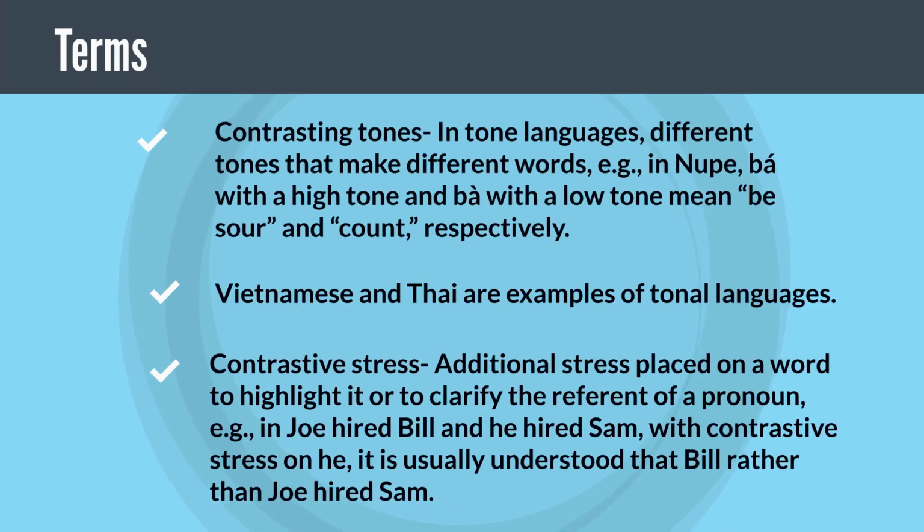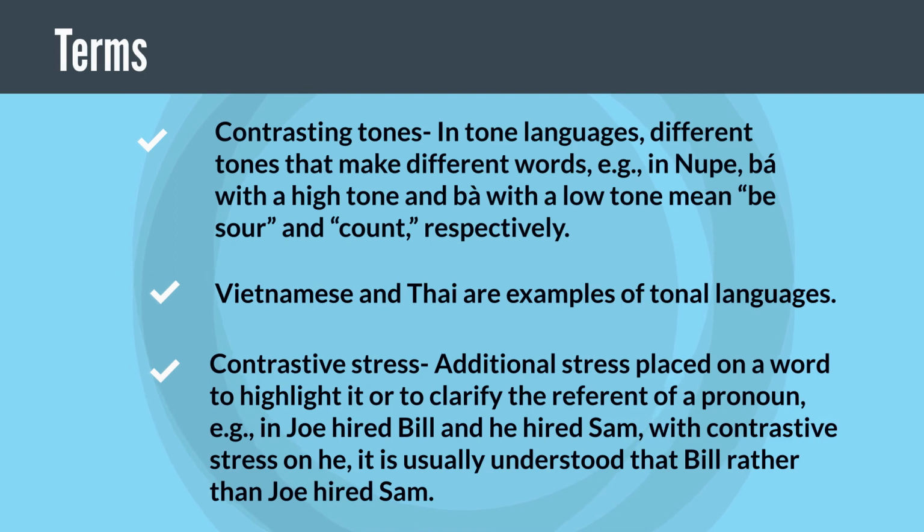Contrasting tones: in tone languages, different tones that make different words. For example, in Vietnamese, ba with a high tone and ba with a low tone mean, respectively, sour and count. Vietnamese and Thai are examples of tonal languages.